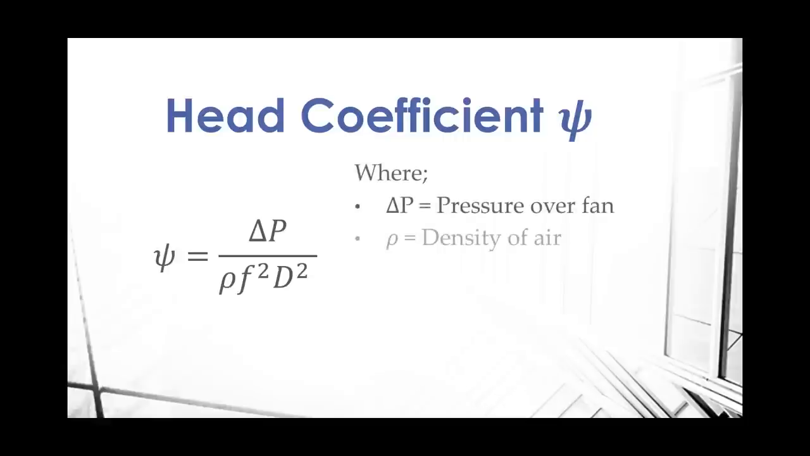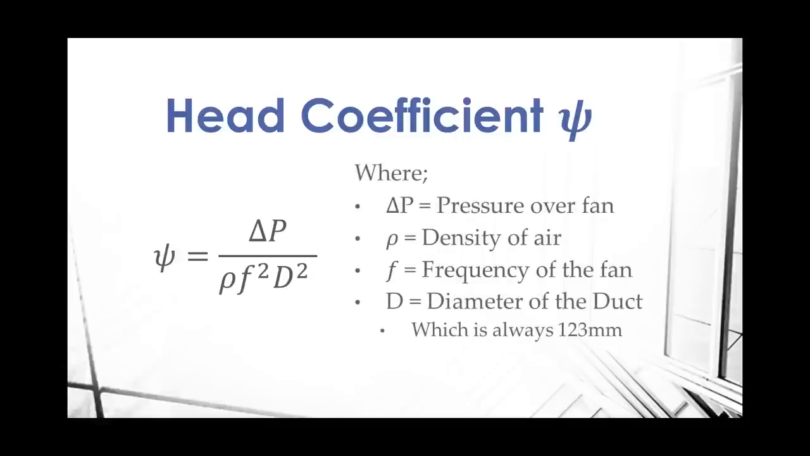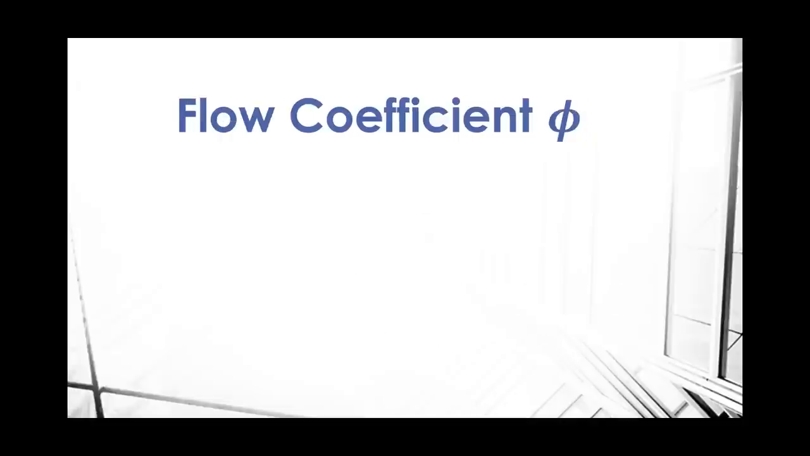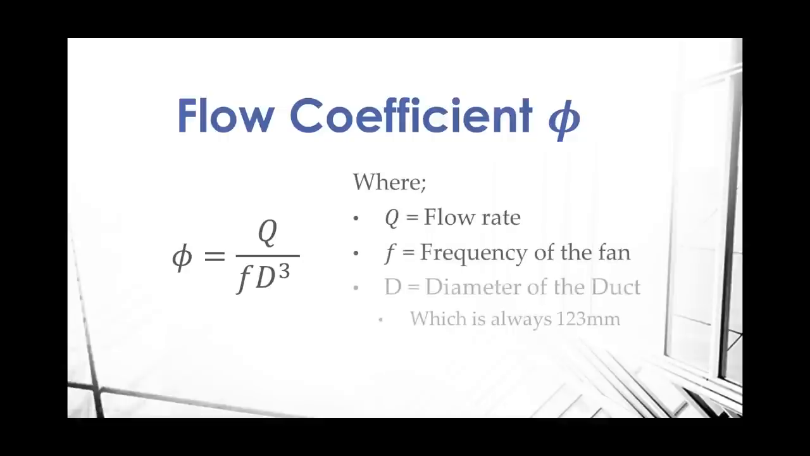Head coefficient, psi, is equal to the change in pressure over the density multiplied by the frequency squared and the diameter squared, where the diameter is always 123 millimeters. The flow coefficient, phi, is equal to the flow rate divided by the frequency multiplied by the diameter cubed, where the diameter is always 123 millimeters, the same as the head coefficient.